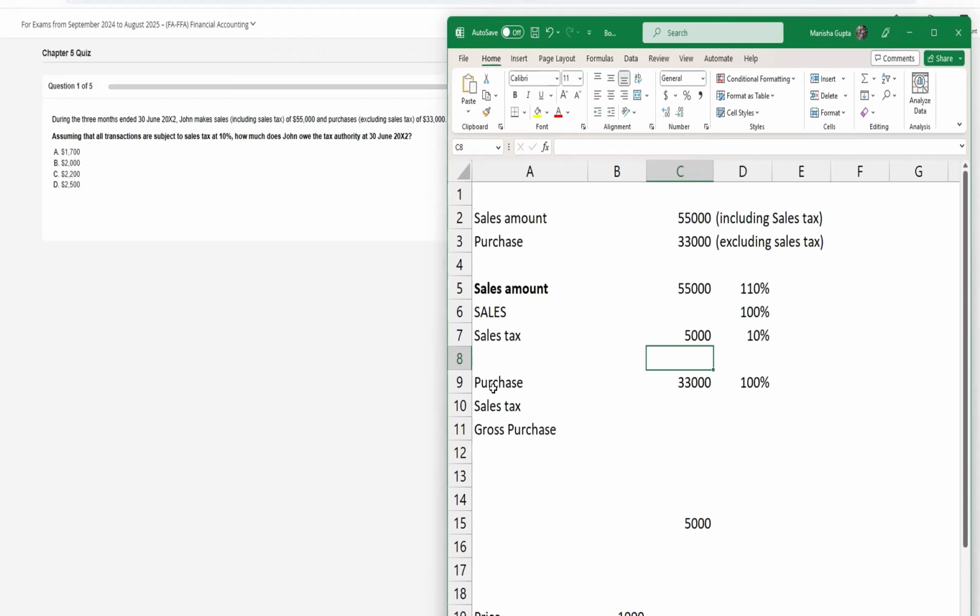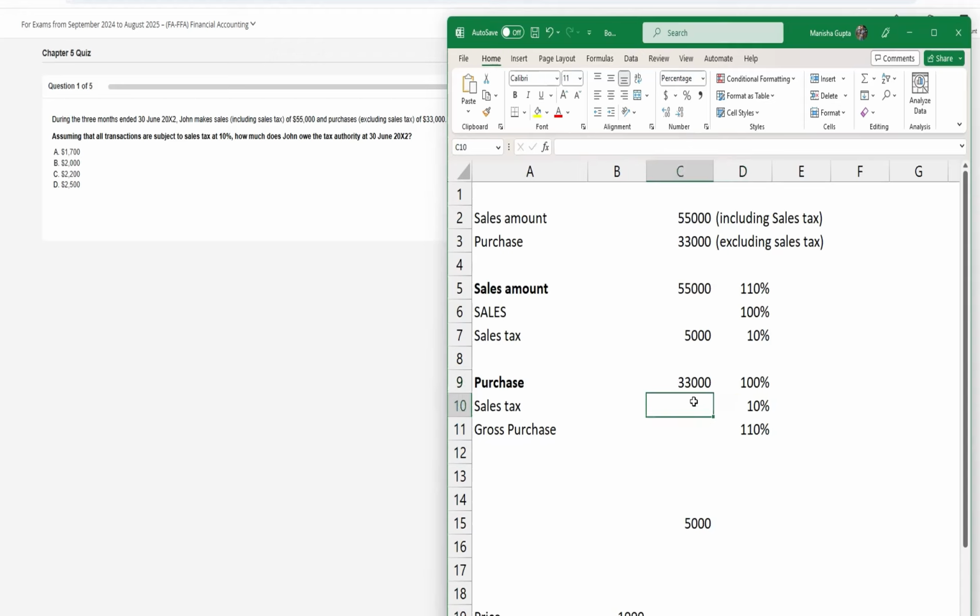Now the same case goes for the purchase. So the purchase they provided is your net amount, net purchase, and they said sales tax is 10%. So what do you think? What is the gross purchase amount? It's 10 plus 100, it's 110%. So that means they have provided the 100% figure only. Why? Because they say excluding sales tax.